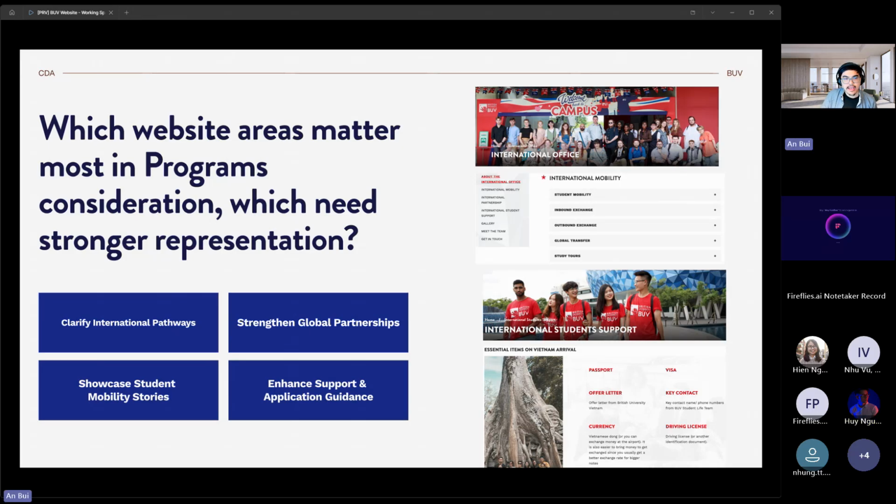Would you say that most of the content for the English version of the site would serve international students as the primary audience, or would you say it's more a mix of both? That's a question for my colleagues in the marketing department. I don't have that data. I don't know how many Vietnamese students browse in English. I would guess that most visitors are Vietnamese rather than non-Vietnamese.